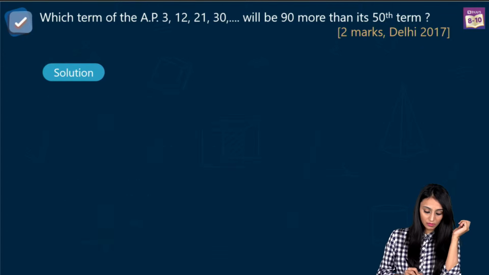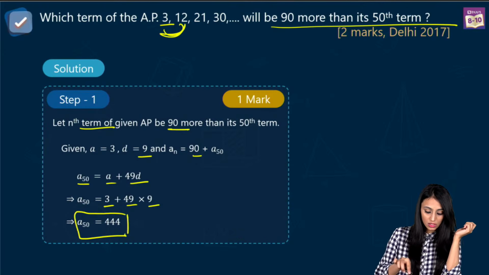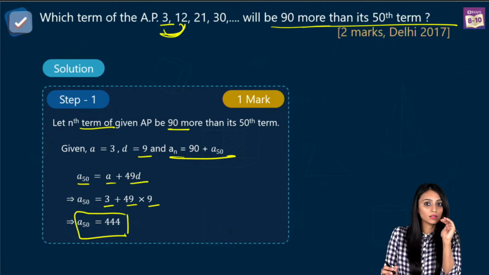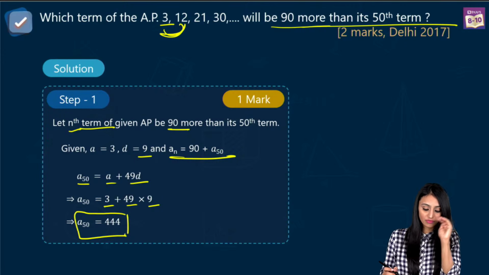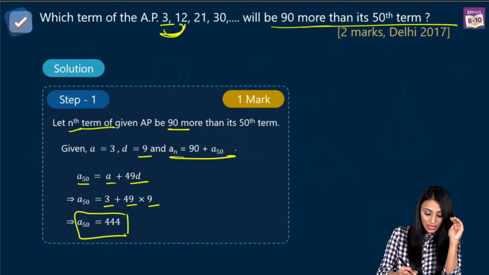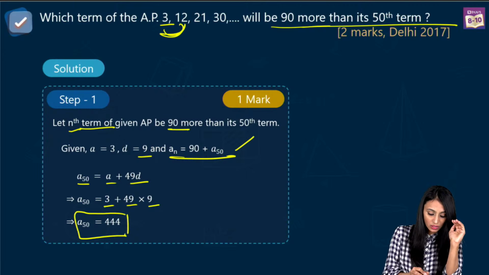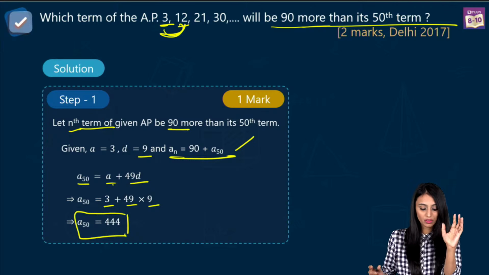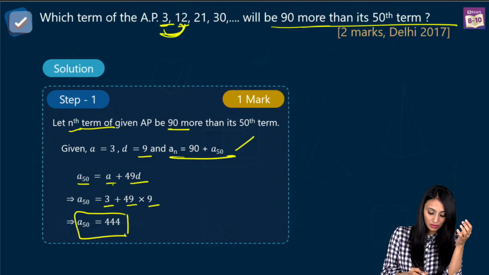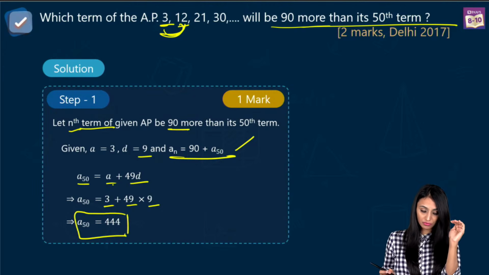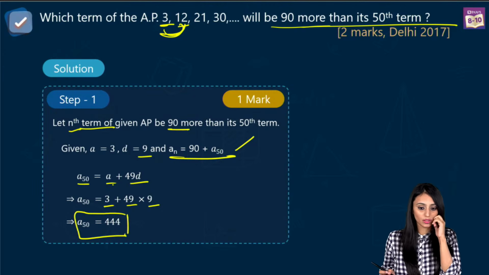Okay, I'm repeating the previous slide. So this is the equation that you get with this information. Which term? We don't know what that term number is. Let's say that's the nth term. So an would be 90 plus A50. Right? Now I need A50. Correct? So A50 is A plus 49D. You have A, you have the common difference also, because obviously the AP series is given here. Let's put here 3 plus 49 times 9, you get A50, which is 444.